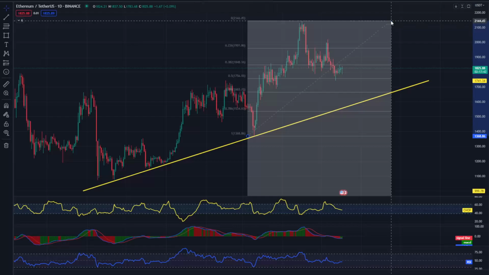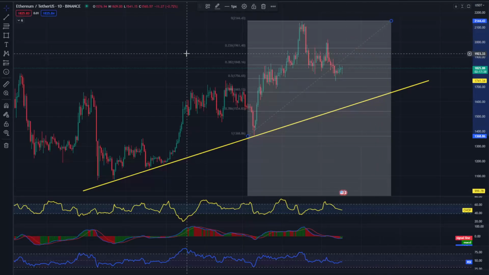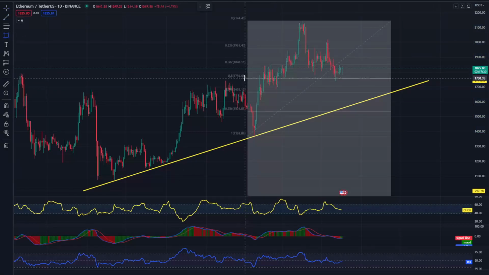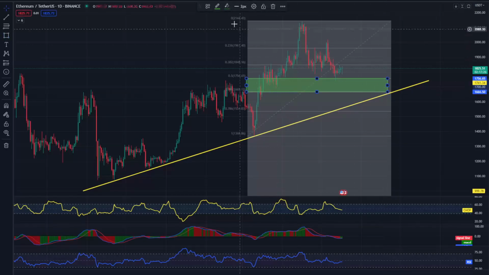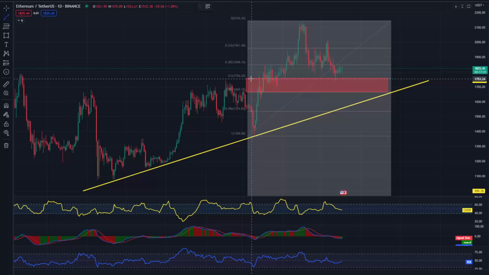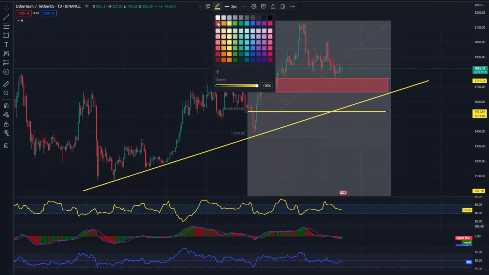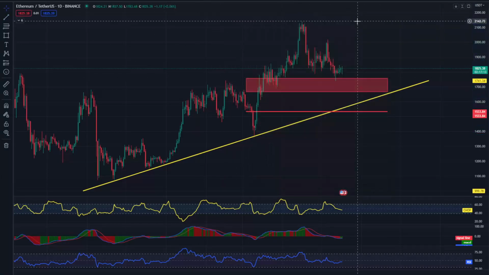Now let's move on to marking the places of support. We will use the fib retracement tool to mark support, and as you can see, it is worth marking the strong support zone from $1,757 to $1,666 in the first place, but when the price drops below the zone, we can see a drop around $1,533.